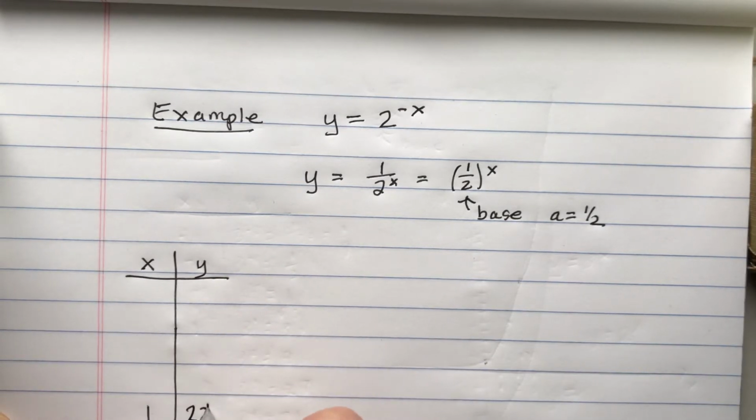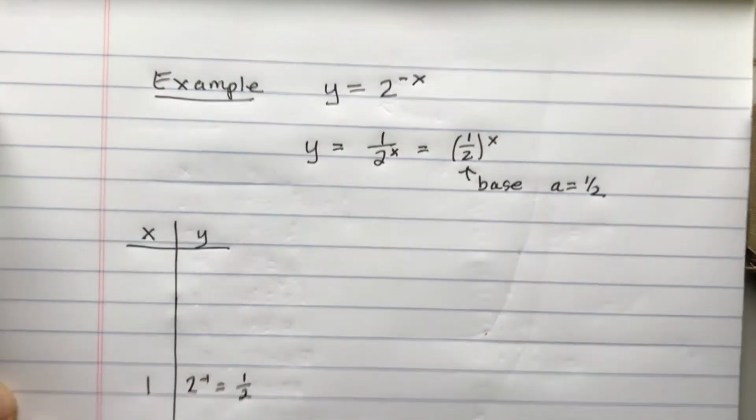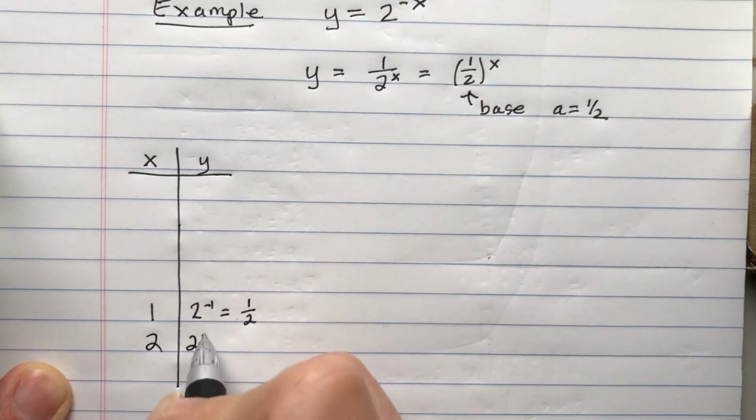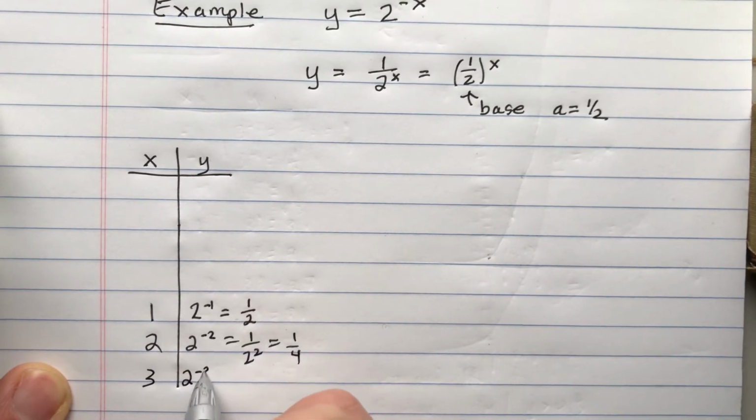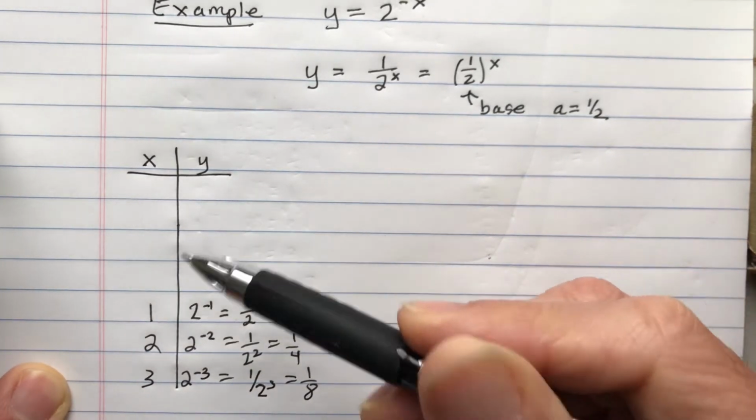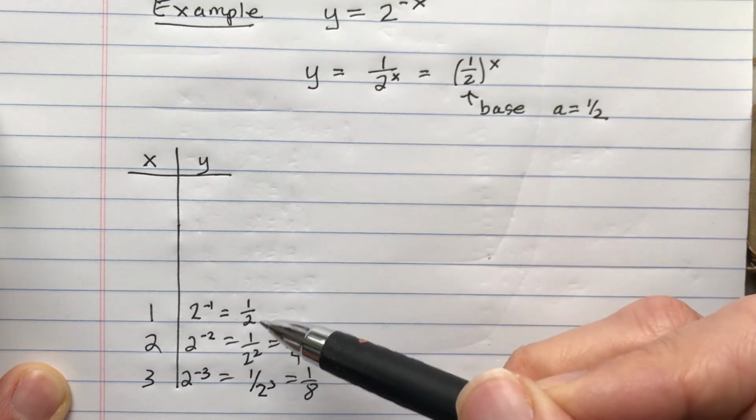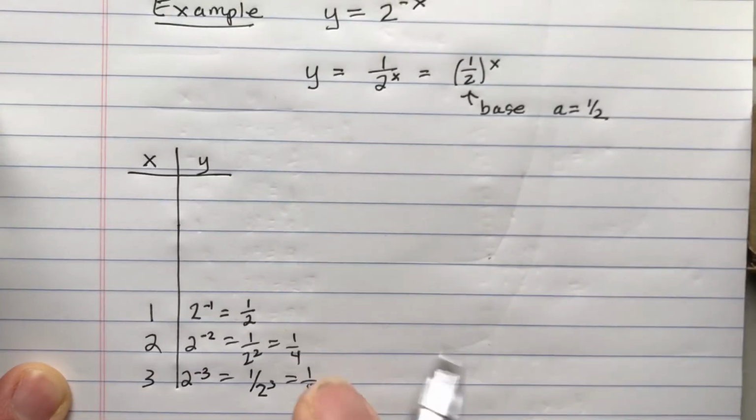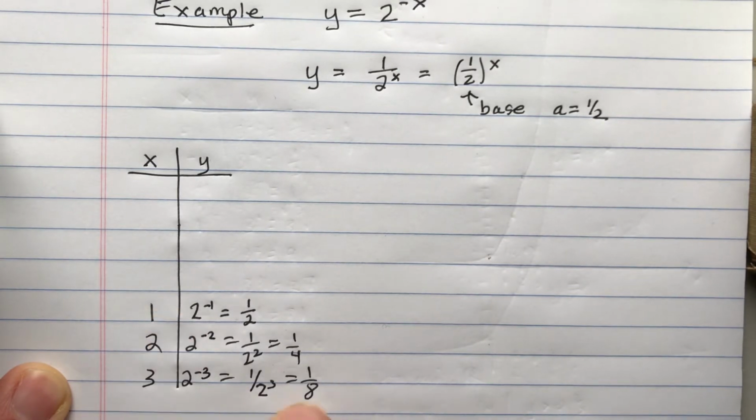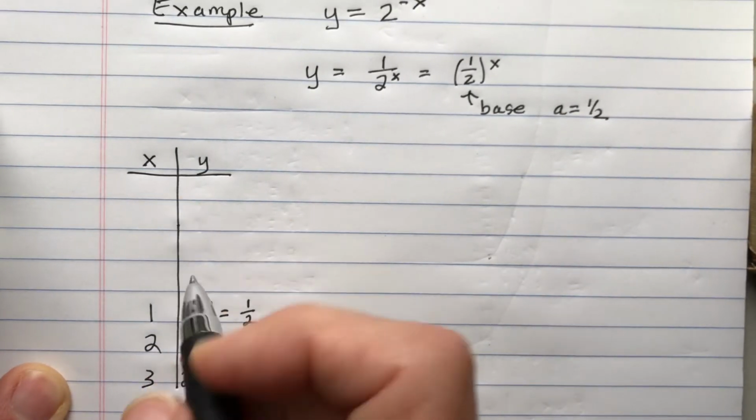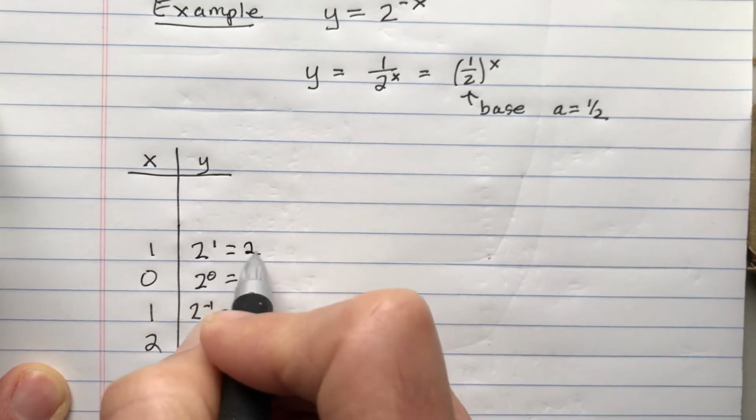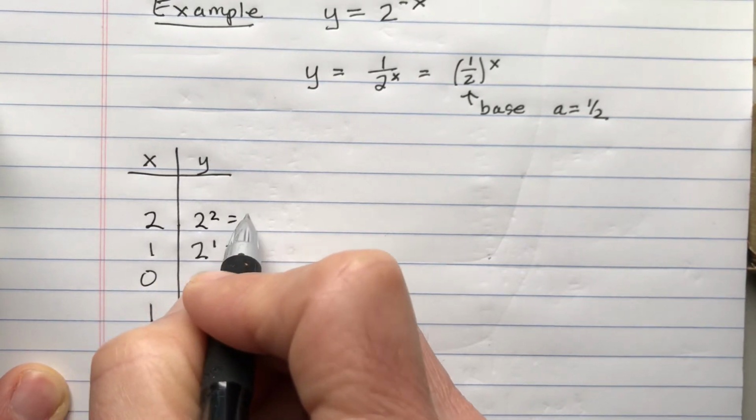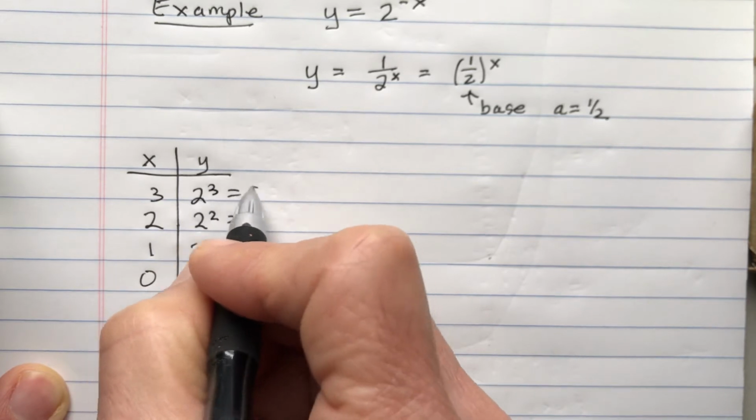2 to the minus 1 is 1/2. 2 to the minus 2 is 1 over 2 squared, which is 1/4. What we see is that as x increases by 1, y is halved each time. Then if you go the other way, as you decrease x, y doubles. So for 0, we get 2 to the 0, which is 1. 2 to the 1 is 2. 2 squared is 4. 2 cubed is 8.